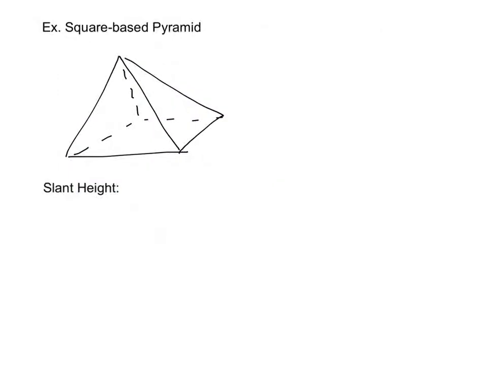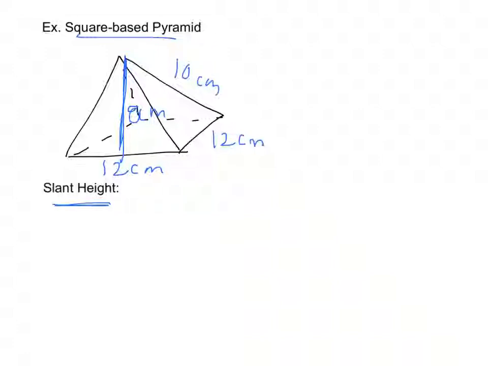So to calculate the surface area of a square-based pyramid like this one, we need something new called slant height. So slant height is the height of each triangular lateral face of a pyramid. So it's going to be this value right here. And for this one, we're going to say that that is 8 centimeters. And we're going to say that the base of our square is 12 centimeters by 12 centimeters. And here this is 10 centimeters, but that's really not an important value that we need to worry about.